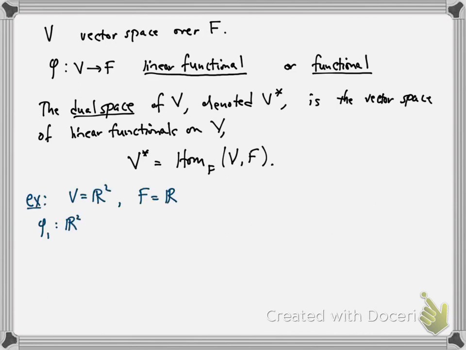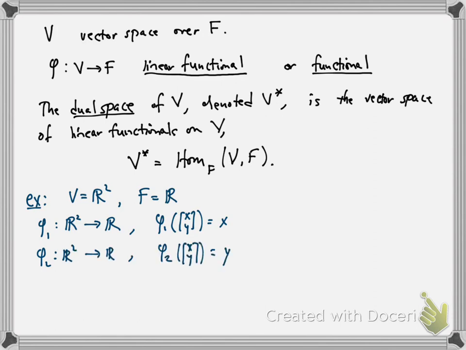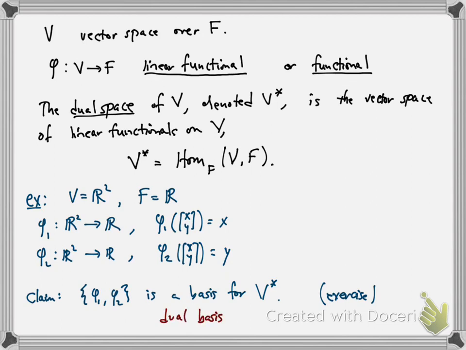For example, if V is R2 and the field is the reals, then I could define a linear functional phi1 that goes from R2 to R, and given an input (x, y), it outputs x, the first component of that vector. Similarly, I could define a phi2 that outputs the second component. The claim is that phi1, phi2 is a basis for the dual space of R2. This is called a dual basis. You should check by hand that this is a basis for V star as an exercise, and we'll talk more about dual bases in a second.